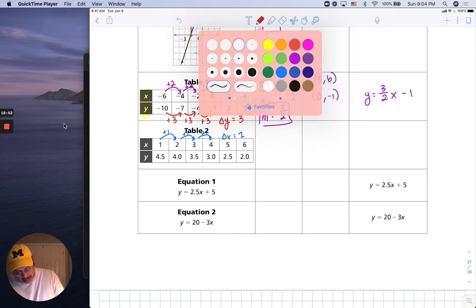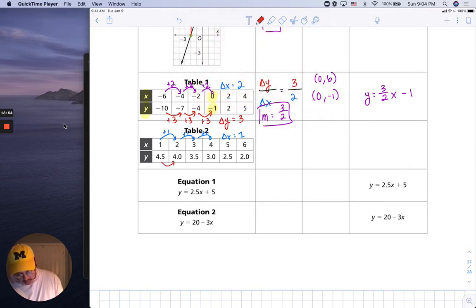Let's analyze the y values. 4.5 to 4.0, it looks like I'm subtracting 0.5. From 4 to 3.5, same thing, I'm subtracting 0.5. I think it's safe to say that our change in y is equal to -0.5. And that's important. Make sure you have the positive or negative symbol on there. For positive numbers you don't need the positive symbol, but for negative numbers, please put the negative symbol.